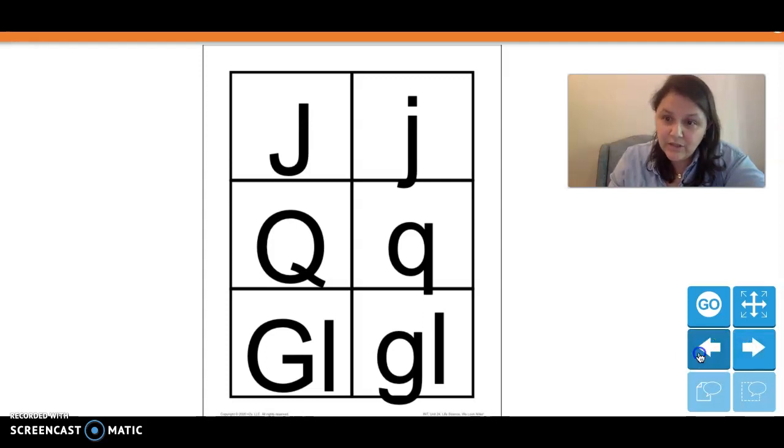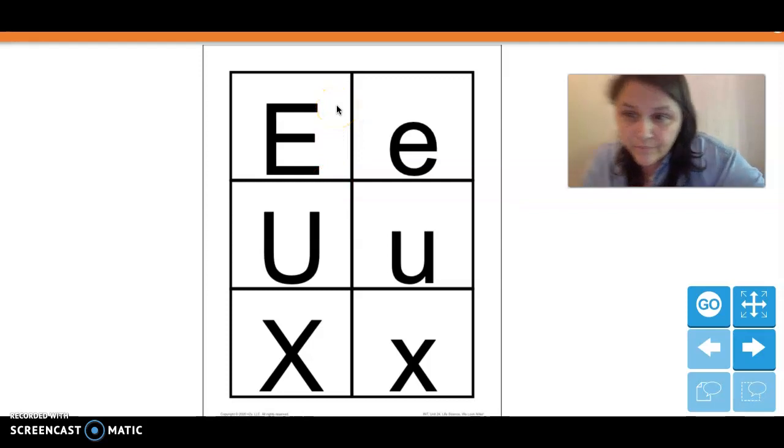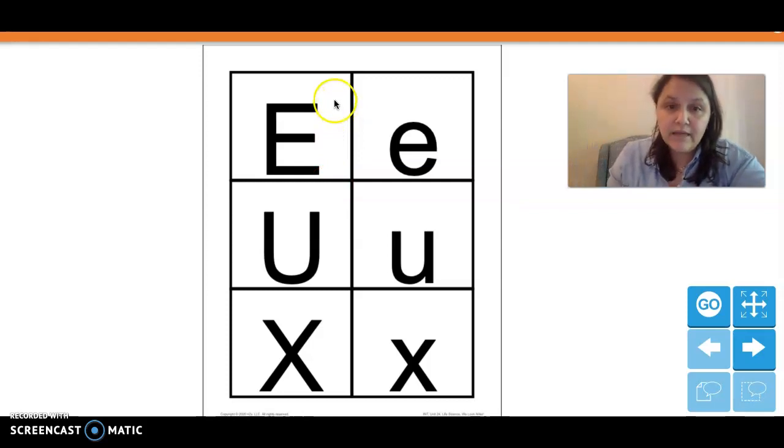So let's go back to our vowels, E and U. We're going to start with E. So right now we have uppercase E right here and lowercase e.